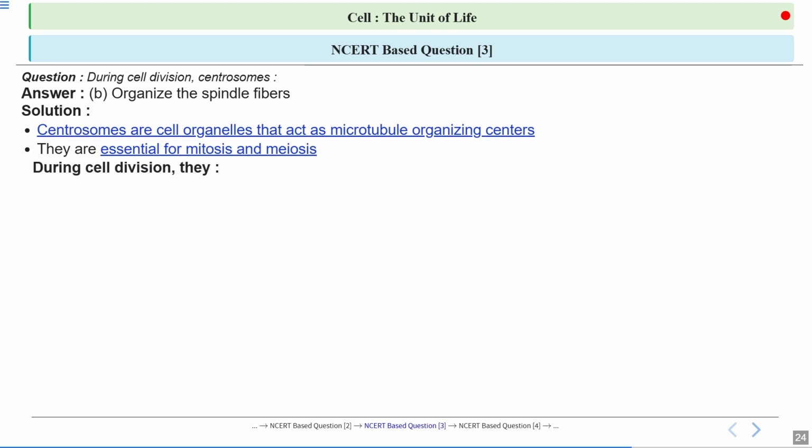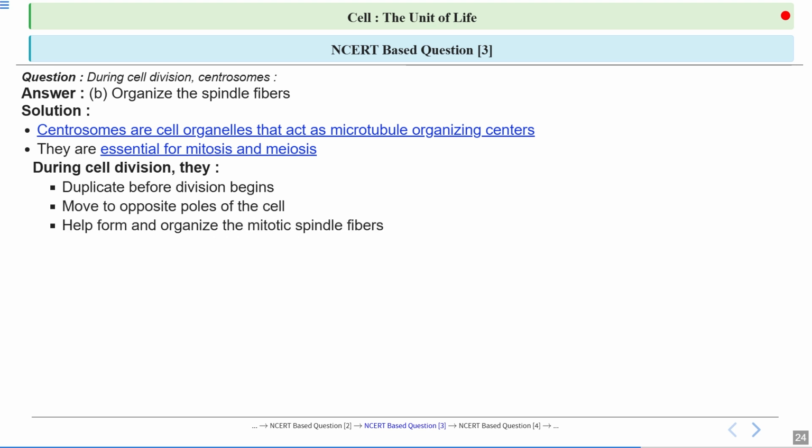Now, what happens during cell division? They duplicate before the division begins. They move to the opposite poles of the cell and they help form and organize the mitotic spindle fibers. And then they guide chromosome movement during the cell division.